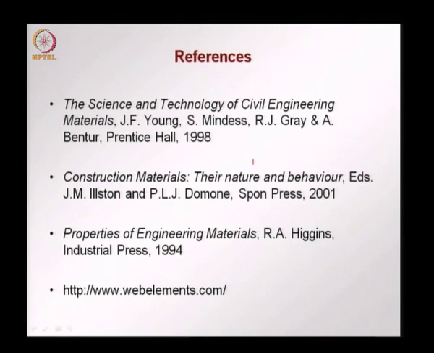So, these are some of the references that give you more information about the bonds, the type of bonds, and their influence on the mechanical behavior. So, to summarize, in this lecture we have looked at how bonds are formed and the different types of chemical bonds. We looked at the strong bonds, the ionic bond, the covalent bond, and the metallic bond, and we looked at some of the properties.